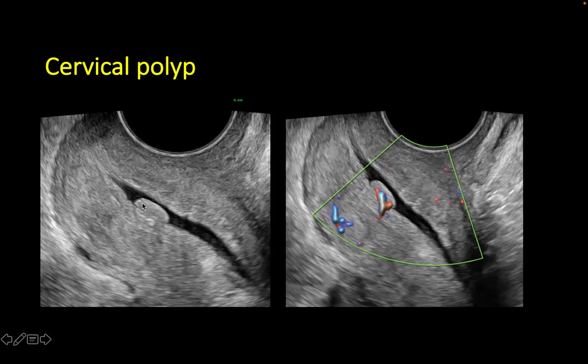I've confirmed that this is not just any debris, but something significant by the fact that you can see on power Doppler, there is a vascular pedicle going from the posterior lip of the cervix into this lesion, confirming that this is indeed arising from the posterior lip and it's a cervical polyp and nothing else. This was totally asymptomatic in this patient, and this is just an incidental finding to show you what all you can see when you start assessing the cervix transvaginally.